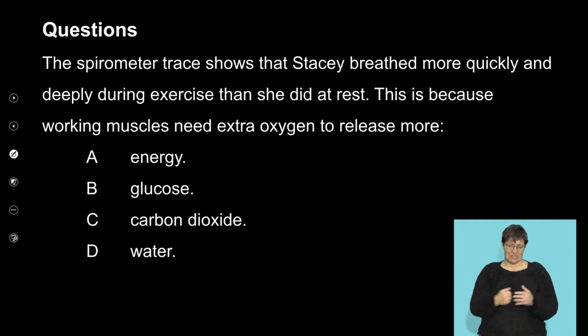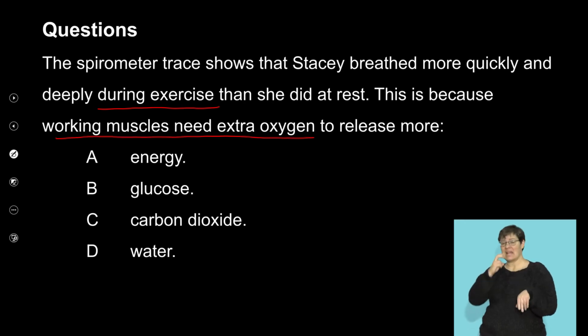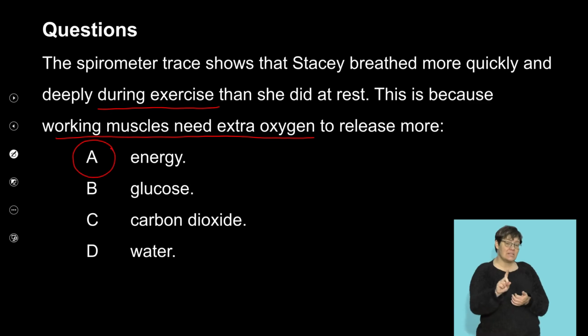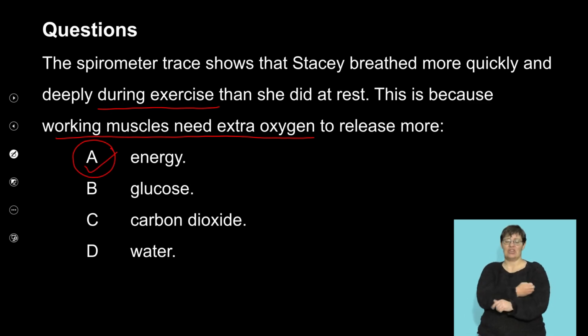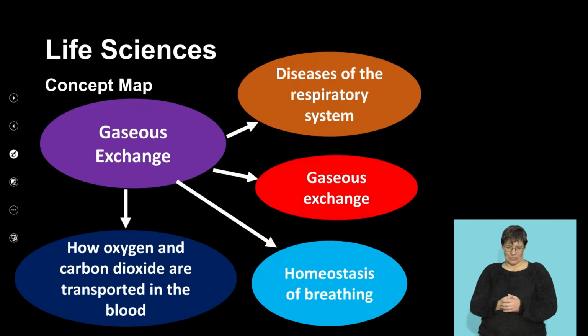Right, the last question in this series. The spirometer trace shows that Stacey breathed more quickly and deeply during exercise than she did at rest. This is because working muscles need extra oxygen to release more what? What is the process where we take in oxygen? What do we want to release? We want to release energy, all right? That is what she needs. She needs the energy, and that will be number A.